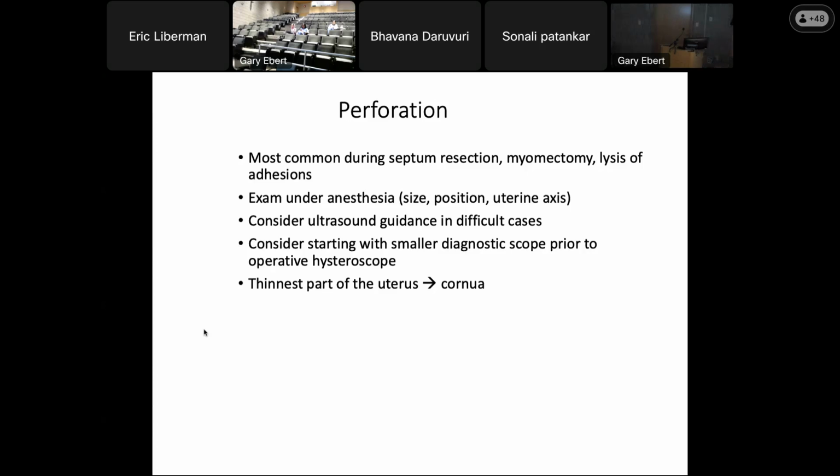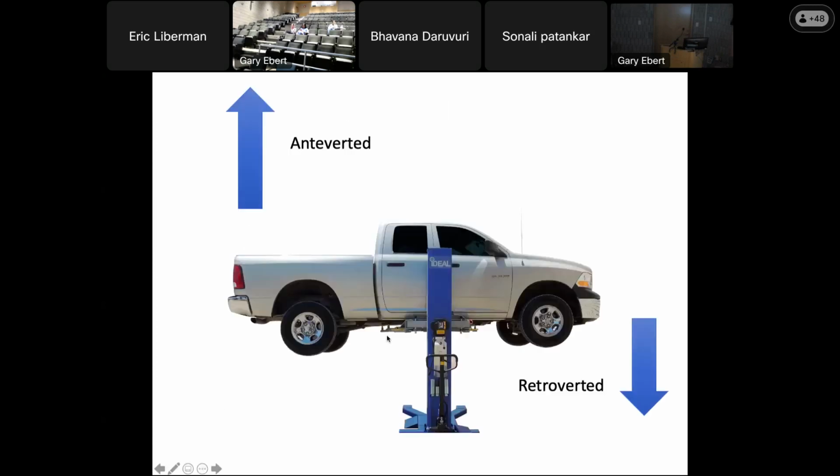And it's important to know the thinnest part of the uterus is at the cornua, so that's most likely where perforations occur. Ways to avoid perforation. When you do your exam and the patient's really anteverted, you want to raise up the patient on the bed so that you're able to really drop your wrist down and antevert the scope as you go in. And if they're retroverted, you do the opposite. You have them lower the bed so that you can lift your wrist up and go down with the camera head into the uterus.